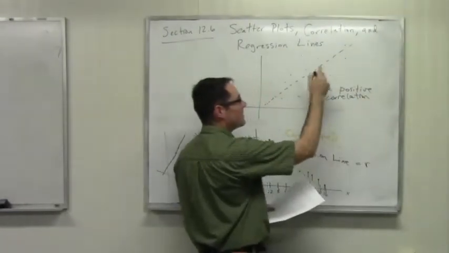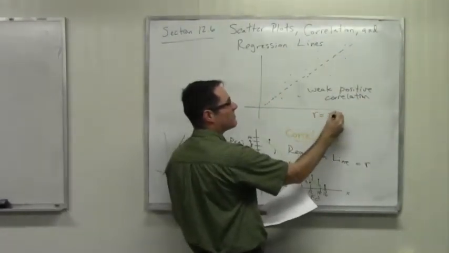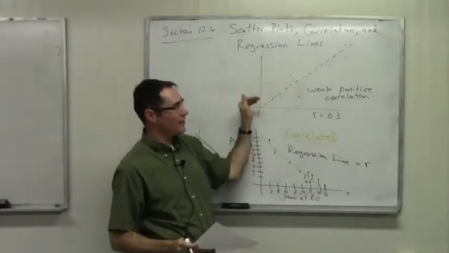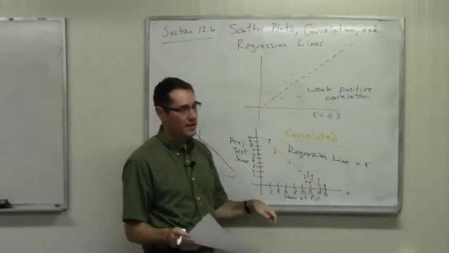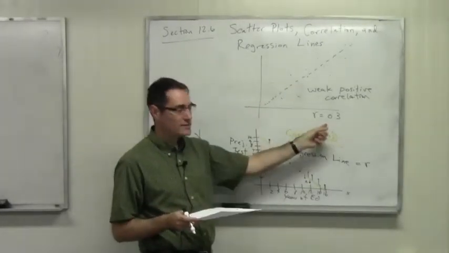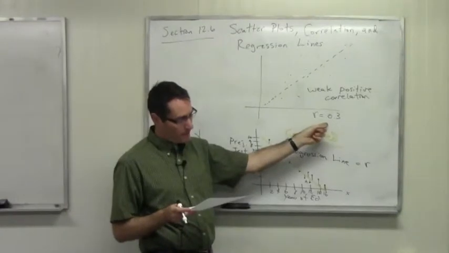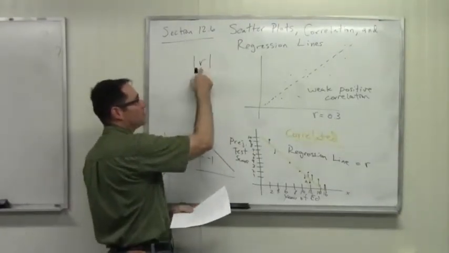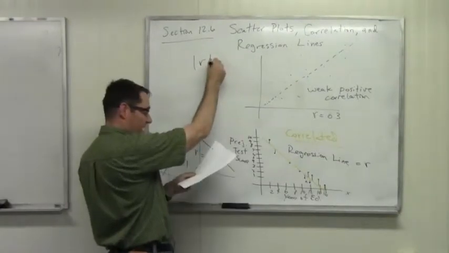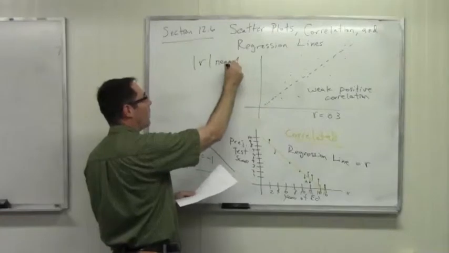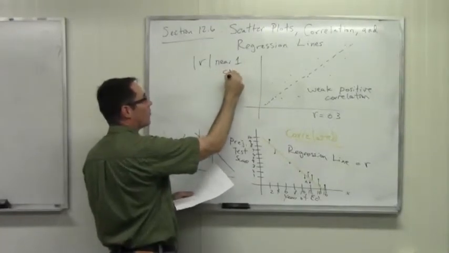And this might have an R value of something like, let's say, 0.3. I'm just making that up. But if the dots are all over the place and the line meanders through it, and not many are very close, you're going to have a relatively small value there. So again, using the absolute value symbol, if the absolute value of R is near 1, that is a strong correlation.